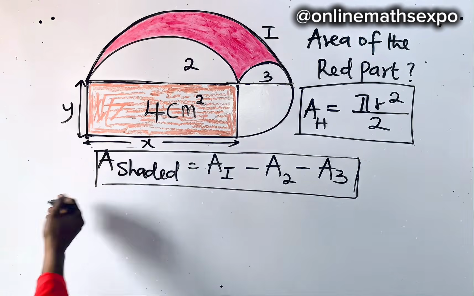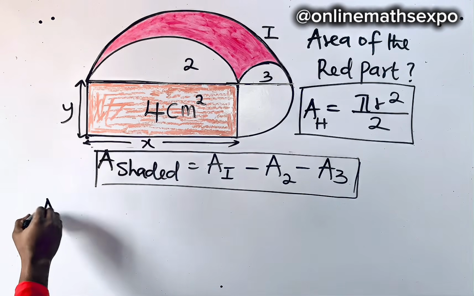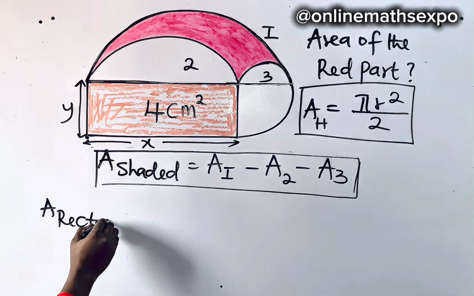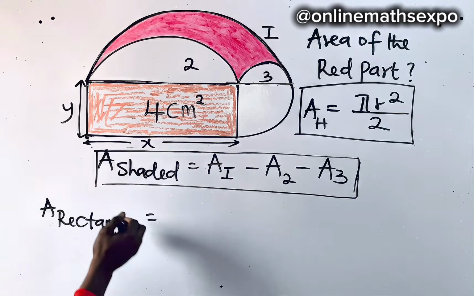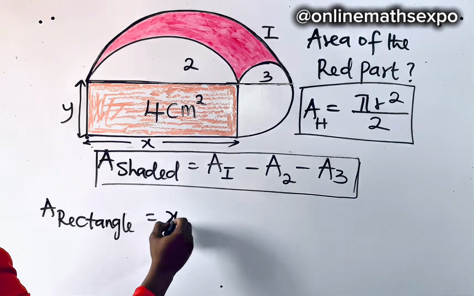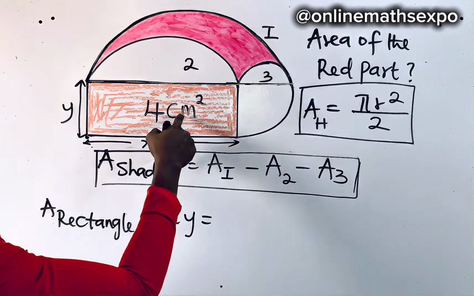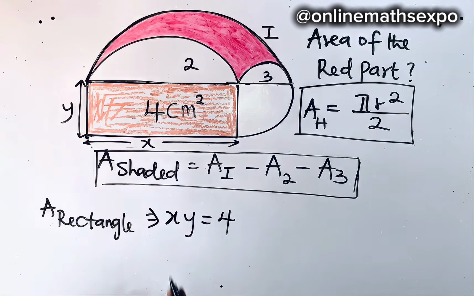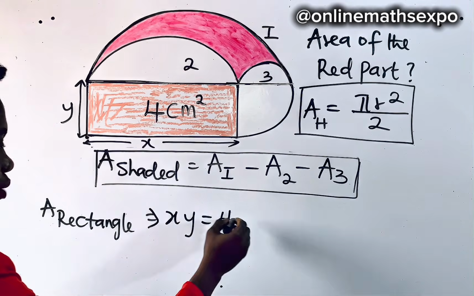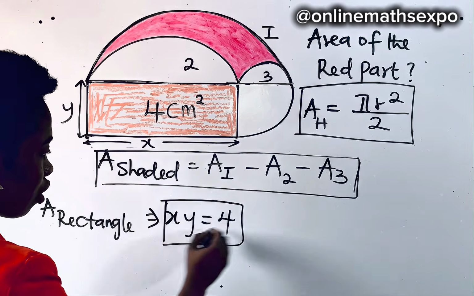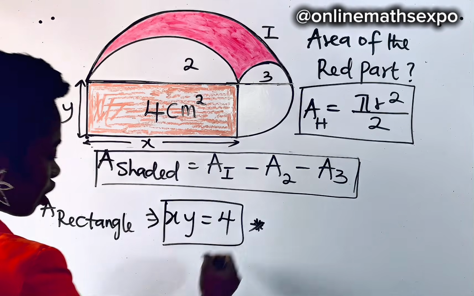In that case, for the area of the rectangle, we multiply these two, which gives us xy, and that area is equal to what we have here as 4. So it means that x times y is 4. Let's keep this equation aside. We are going to go back to it.